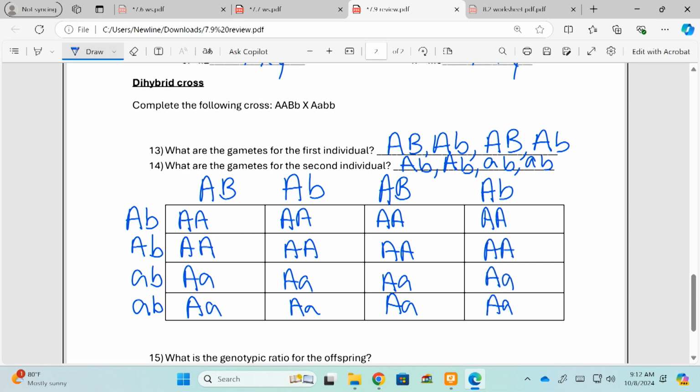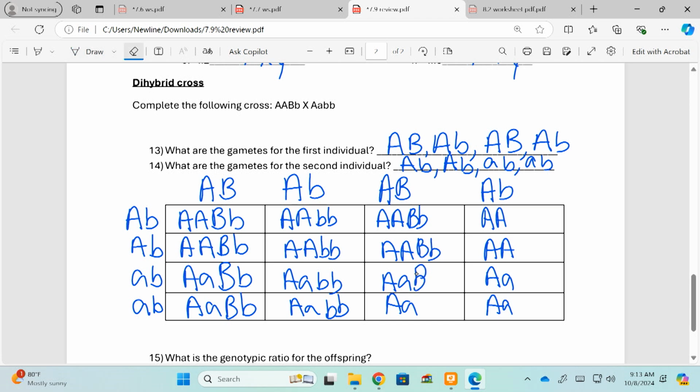All right, so I filled in all the A's. I'm going to go back and do all the B's next. Notice how I'm keeping the similar letters together. So both of the A's go together, and then both of the B's go together. And then within that, we're still keeping the dominant letters first and the recessive letters second, okay? It's very easy to make a mistake, so take your time.